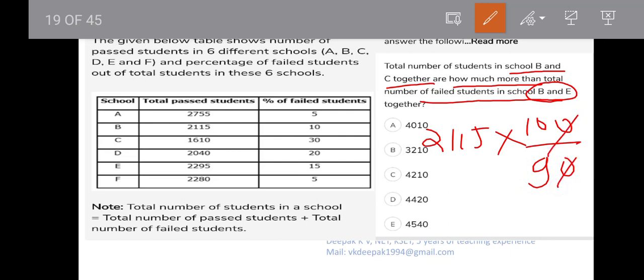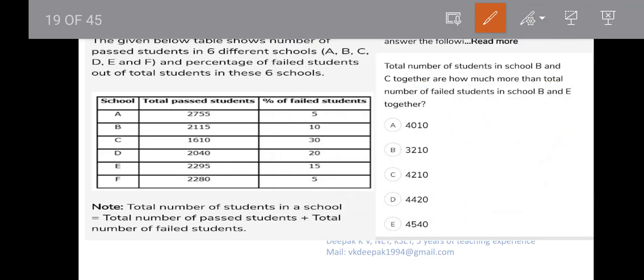Okay, so 1010 is done. Whether this is divisible by 9, we are going to check it. Correct. 9 ones are 9, 9 twos are, then 9 threes are, and 9 fives are. 235 into 10 will be 2350. Okay, so the total number of the school B is 2350. Okay, what is the total number of the school C? We have already calculated the failed students of school C in the first question, that is 690.